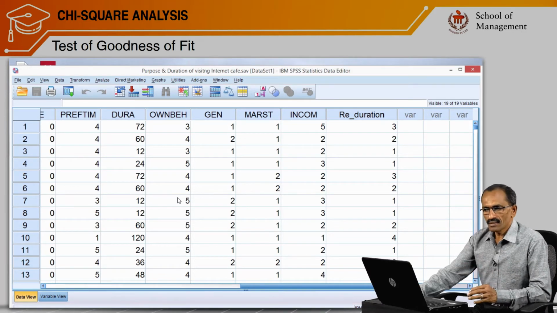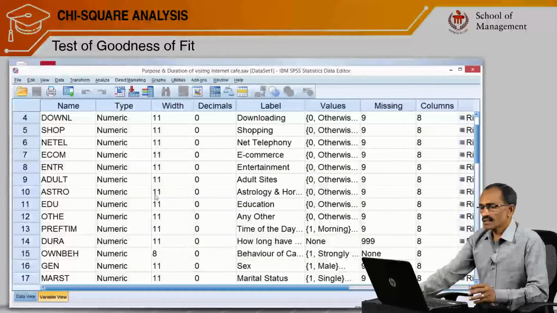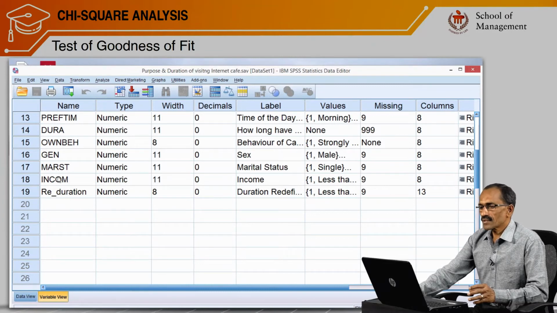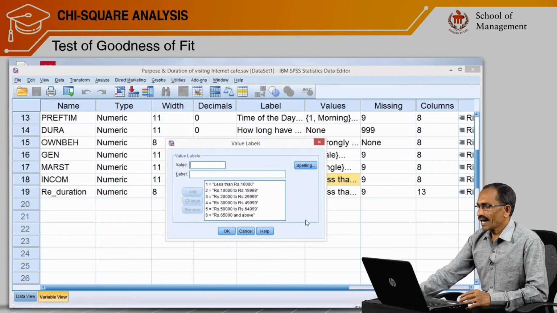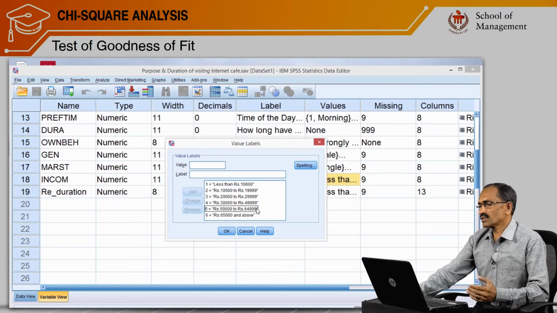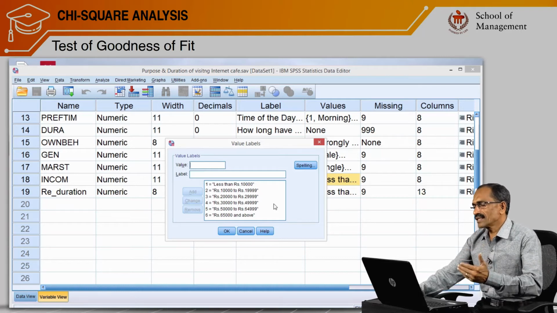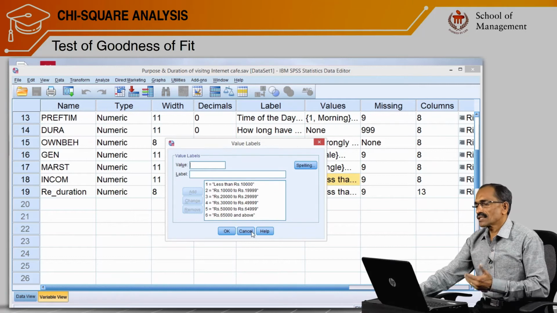And I have the database here, titled Purpose and Duration of Visiting Internet Cafe. Here I am interested in examining one variable, that is income. We have collected this data from 400 plus samples, and the collected income has been put into 6 different categories. As you can see here, we have 6 different categories. I just want to know whether all these 6 different categories of income have got equal representation in the entire database. That I am going to look at.